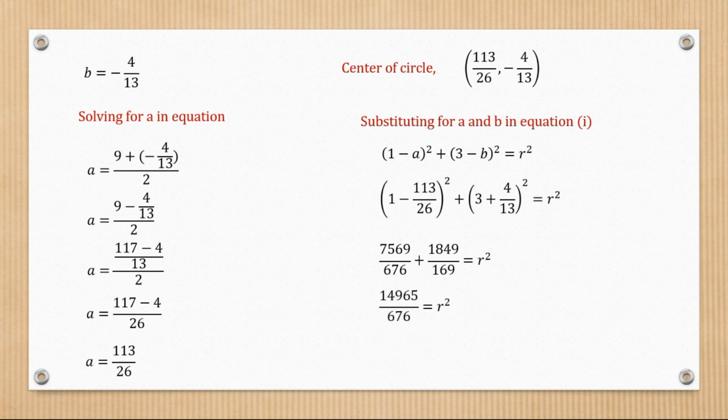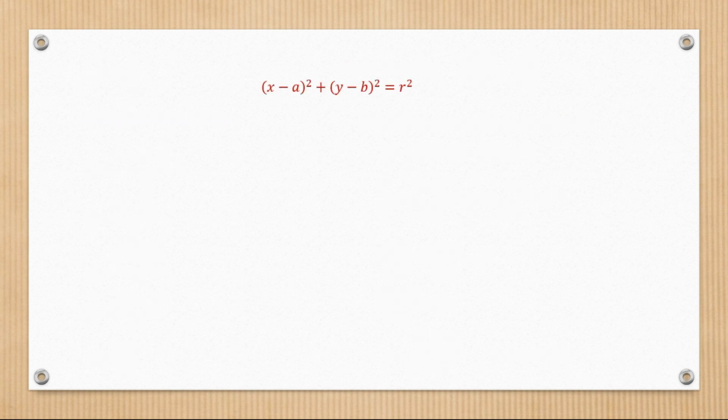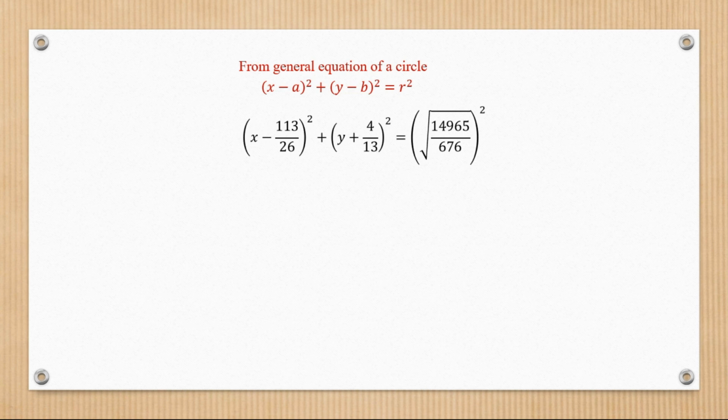So when I add these two fractions, I'll have 14,965 over 676 being equal to r squared. Then when I actually solve this, r shall be the root of 14,965 over 676 units, which is the same as 4.7 units. So now that I know this, I can use the general equation of a circle to find the equation of the circle that we're looking for. So plug in for the values of a and b, and then put in the radius of the circle.